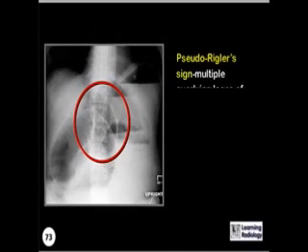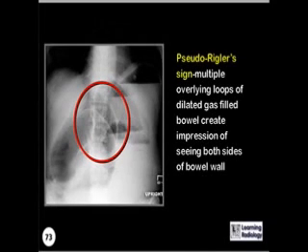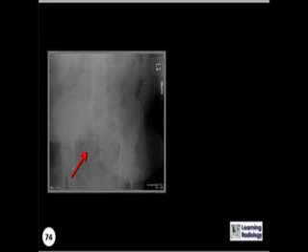What sign is being demonstrated here? This is a pseudo-Rigler sign. Multiple overlying loops of dilated gas-filled bowel create the impression of seeing both sides of the bowel wall. What sign is the red arrow pointing to?